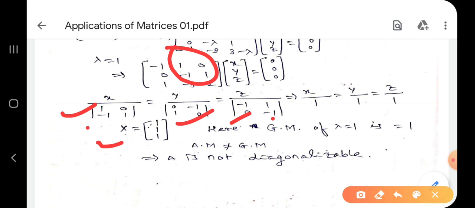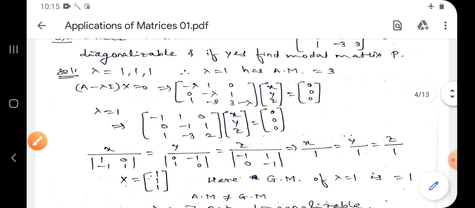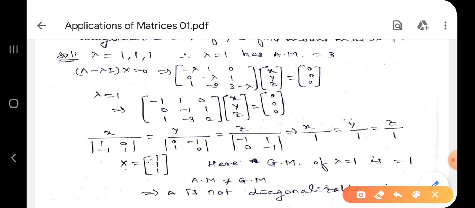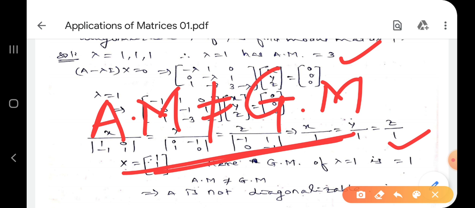So how many vectors are here? Only 1. Therefore geometric multiplicity of 1 is 1. Only one vector is there. If I get 3 vectors, then I can say that it is 3. What is our algebraic multiplicity here? Our algebraic multiplicity is 3 and geometric multiplicity is 1. Means algebraic multiplicity is not equal to geometric multiplicity. If it is so for only one eigenvalue, then also the matrix is not diagonalizable.